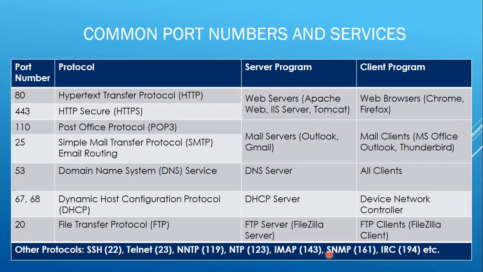This is a list of the most commonly used port numbers and protocols. Ports 80 and 443 are assigned to HTTP and HTTP Secure respectively, where web servers like Apache Web Server, IIS Server, Tomcat Server work as server programs, and all web browsers work as client programs. You may already be familiar with all these protocols.